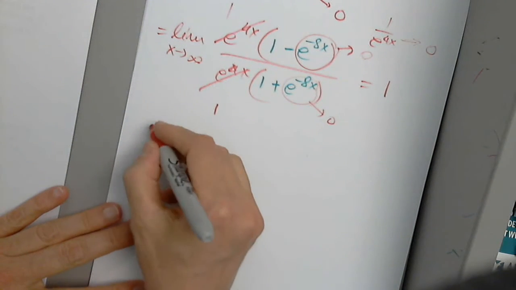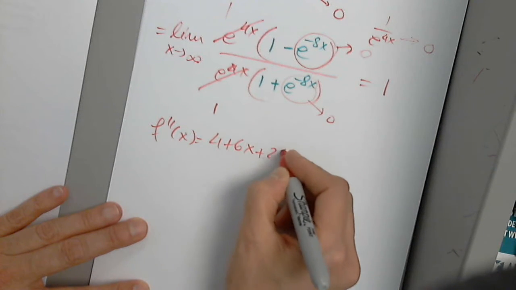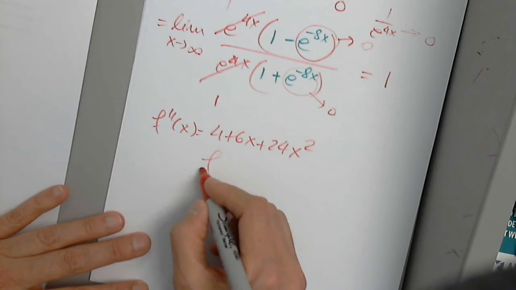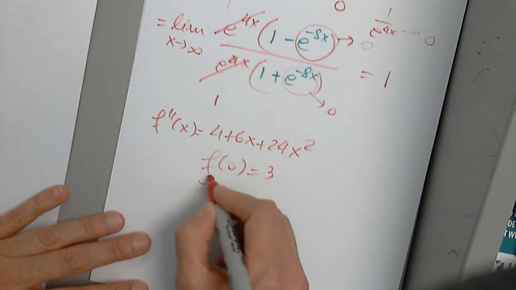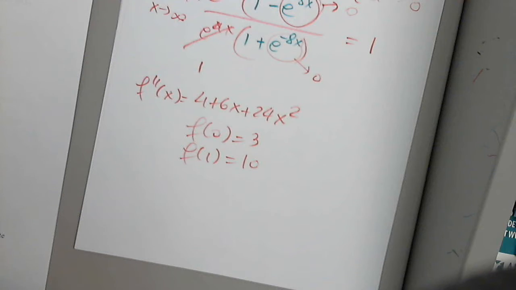So we are given the second derivative as 4 plus 6x plus 24x squared. We are told that f of 0 is 3 and f of 1 is 10. Would you like to work on this for a minute or not? Okay, so let's wait for a minute and see what you get.